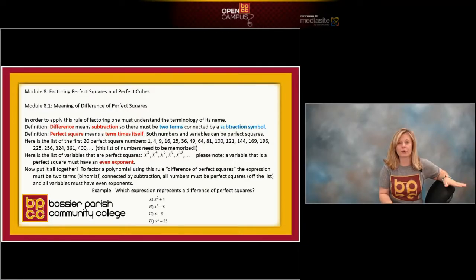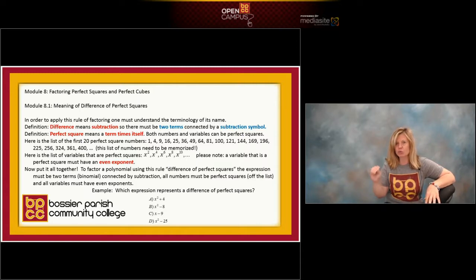Okay, we have gone through the first 3 rules of factoring. We've talked about GCF, we've talked about grouping, and we've talked about trinomials, both easy and difficult. In Module 8, we're going to meet our last 2 factoring rules. Now, the rule we're going to learn today is difference of perfect squares.